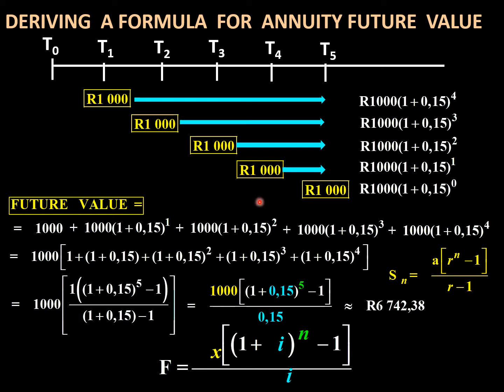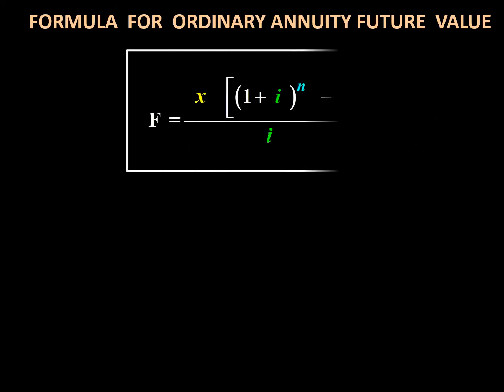You won't be required in the examination to prove this formula, but just for you to understand the concept of the future value of an annuity formula. Let's put this all together. So this formula here, you don't have to memorize. This formula is given on your information sheet, right? But you need to understand what these symbols stand for. F stands for future.